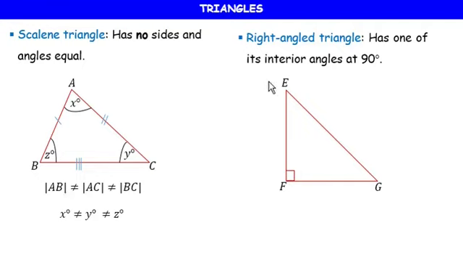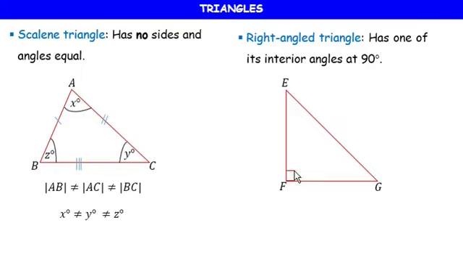And finally, we have what we call the right angled triangle, right? When we were talking of the types of angles, we made mention of the right angle, and we said the right angle is an angle that is exactly 90 degrees. So a right angled triangle is a triangle that has one of its interior angles at exactly 90 degrees, right?